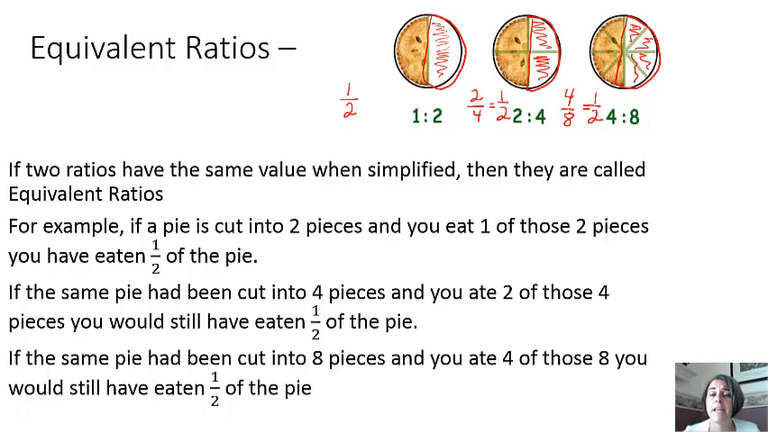And because 1 to 2 is 1/2 as a fraction, 2 to 4, 2 out of 4 becomes 1/2 when we simplify it. 4 to 8 becomes 1/2 when we simplify it. That means 1 to 2, 2 to 4, and 4 to 8 are all equivalent ratios. No matter how you cut it, you're still eating half the pie.